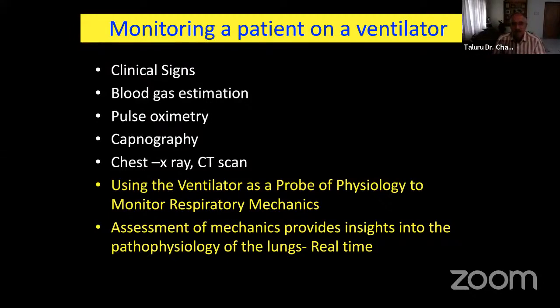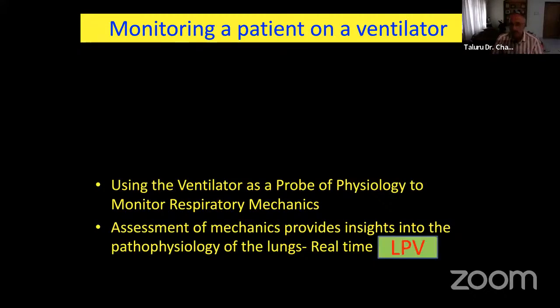It gives insight into respiratory mechanics, which shows whether the lung is normal or any pathophysiology is happening in the lung, and it's always real time. If you are anesthetizing somebody for 4 hours, you have this coming out with every breath. That is the best, and the whole idea is to provide lung protective ventilation. That is what we have to understand. We have to keep the patient within the framework of lung protective ventilation.